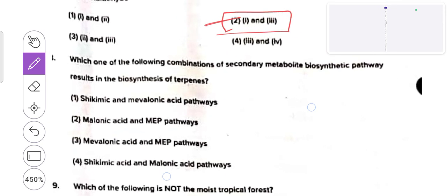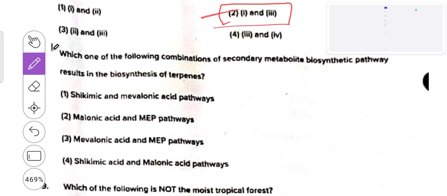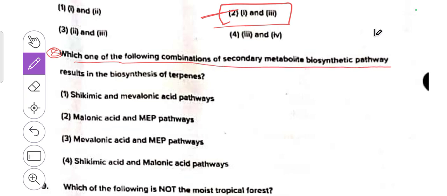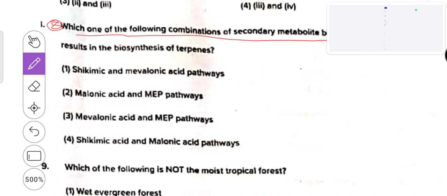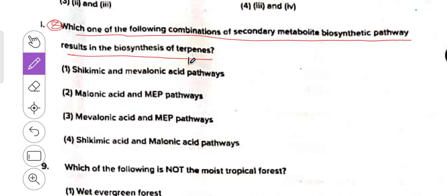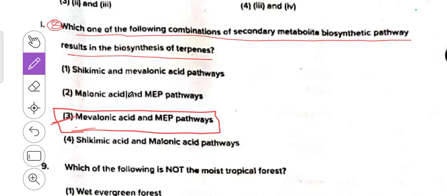Then read out the 8th question. Which one of the following combinations of secondary metabolite biosynthetic pathways results in the biosynthesis of terpenes? So these terpenes are basically synthesized by the mevalonic acid and MEP pathways. So through these two pathways, the biosynthesis of terpenes takes place. So 3 is the right answer for this question.